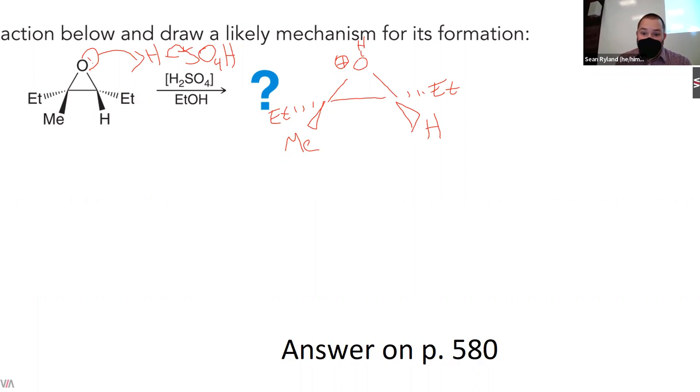So now the question comes, what's our nucleophile? And specifically, what part of the molecule? Technically, we could use the hydrogen sulfate as a nucleophile, but it's a really bad nucleophile. So what else do we have that's got a lone pair that would be attracted to a partial positive? The oxygen on the ethanol.